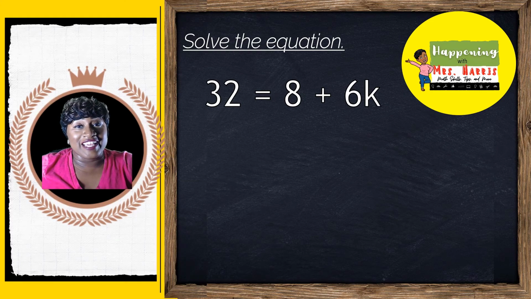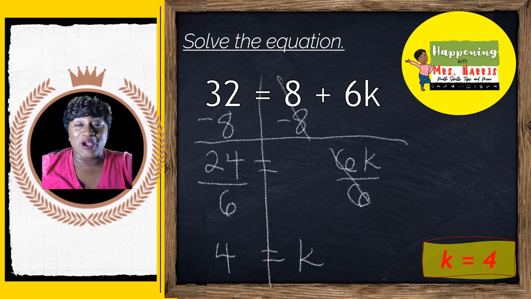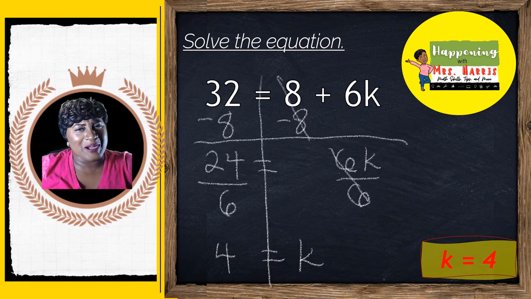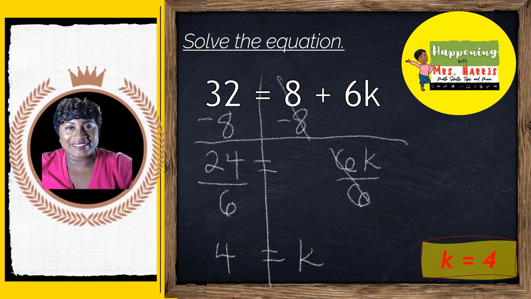All right, let's check our work. For this equation, your solution should have been k equals 4. Did you get it? Awesome! Take a moment and check your work.